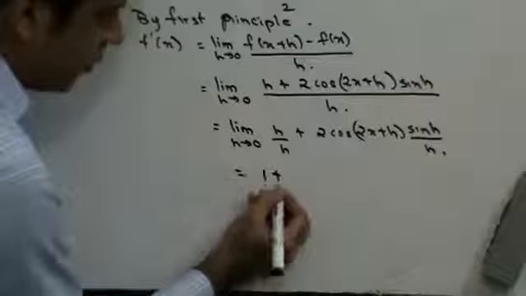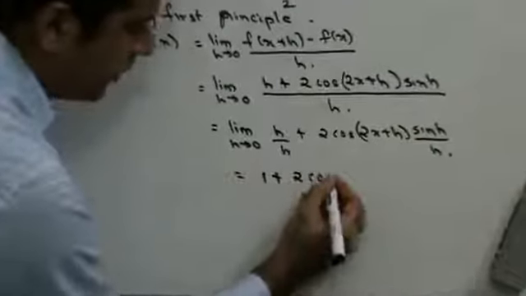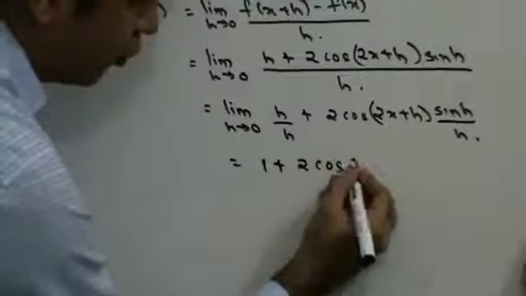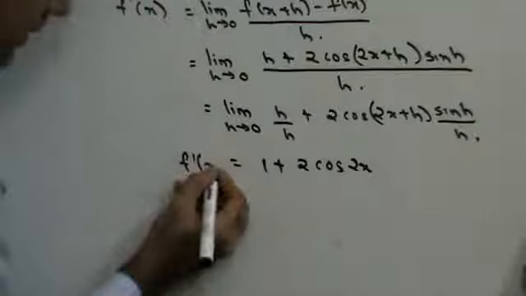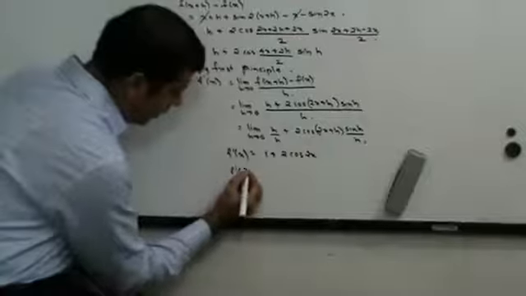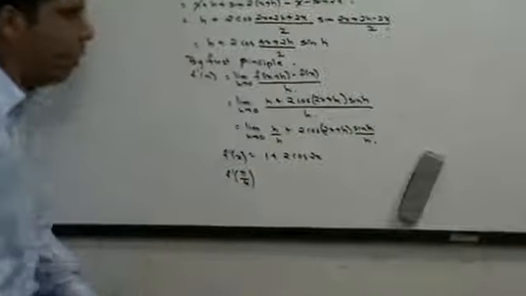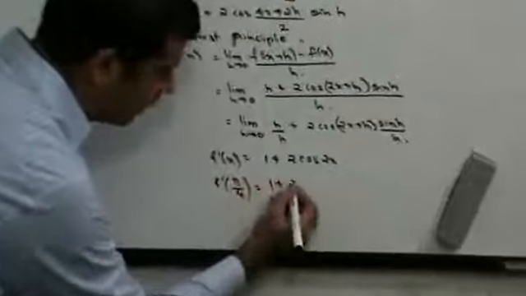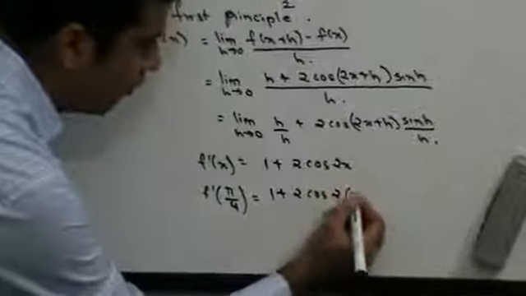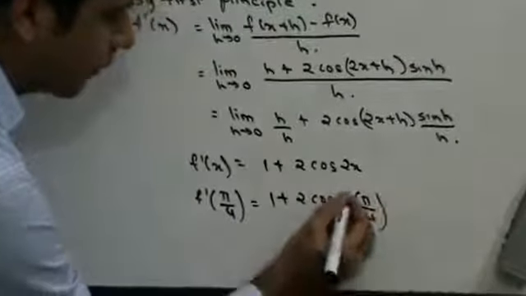h upon h is 1. 2 cos, substitute the value of h as 0: 2 cos 2x. sin h upon h is 1. So I have got f bar of x as this. But they have asked me to find f bar of pi by 4, not 4, pi by 4. I substitute the value of x as pi by 4. So this is 1 plus 2 cos (2 pi by 4).